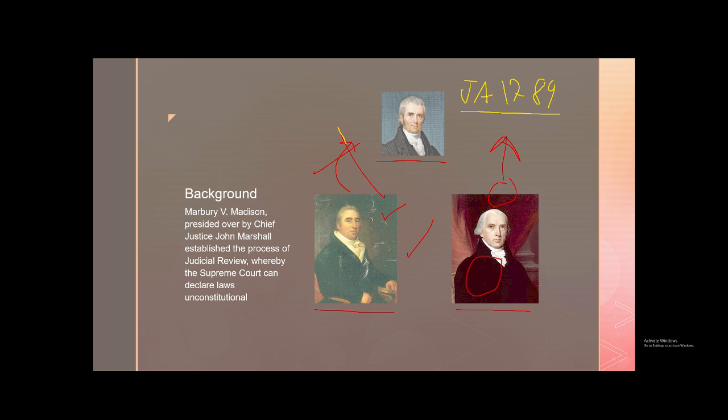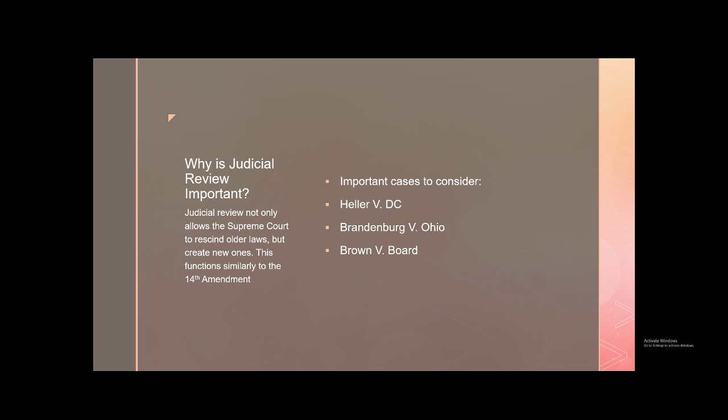So what this does is the Supreme Court decides that a law is unconstitutional, that they can't follow it, and in so doing establishes the process that we now know today as judicial review, which we'll talk about in the coming slides. So why is judicial review so important? What is so important about the Supreme Court saying that a law is unconstitutional? Well, because it gives the Supreme Court the ability to rescind older laws, as old as they are. It could have been ratified that year, could have been ratified 50 years ago.